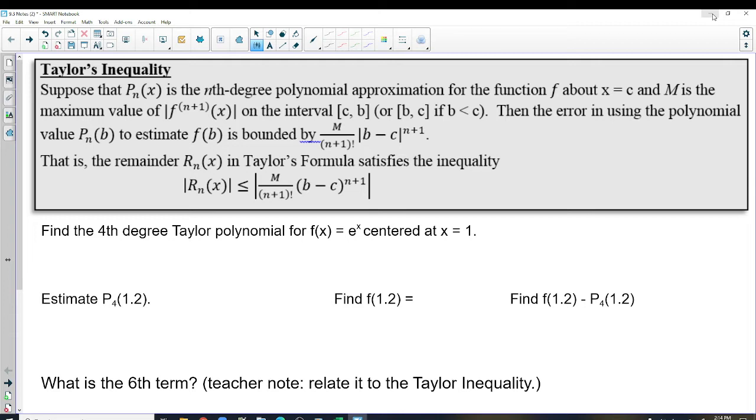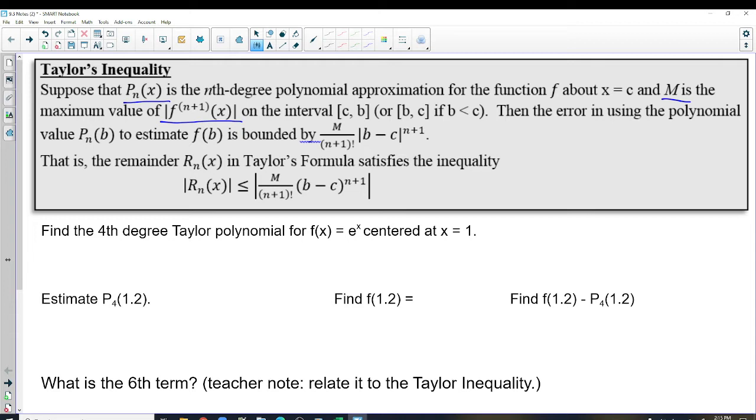Suppose that P sub n of x is the nth degree polynomial approximation for the function f about x equals c, and M is the maximum value of the next derivative. So P sub n is the polynomial that approximates a function, usually not a polynomial. And we're centered at x equals c, and M is the maximum value of the next derivative. So we've done the fourth degree polynomial. We have the maximum value of the fifth derivative.